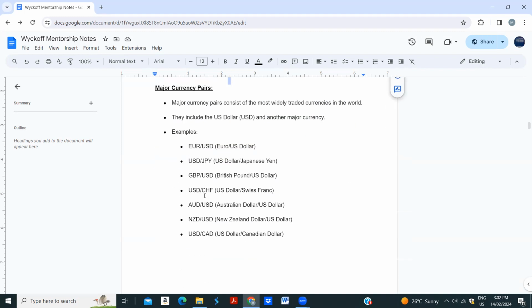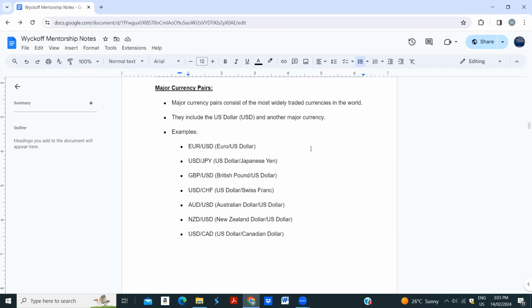Okay. So, major currency pairs. Major currency pairs consist of the most widely traded currencies in the world. They include the US dollar and another major currency. So what is a major currency pair? Major currency pairs are those currency pairs that are widely traded. They account for almost 80% of the forex transactions. Okay, these are the major currency pairs, the major currencies of the world.